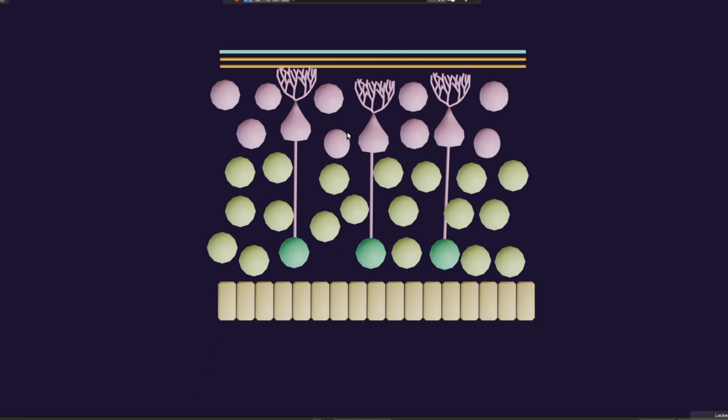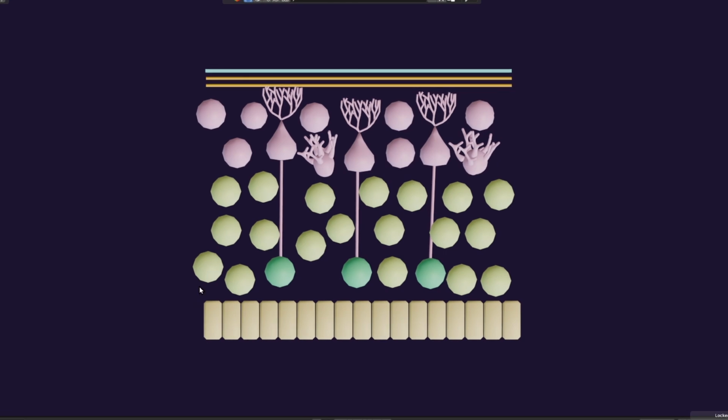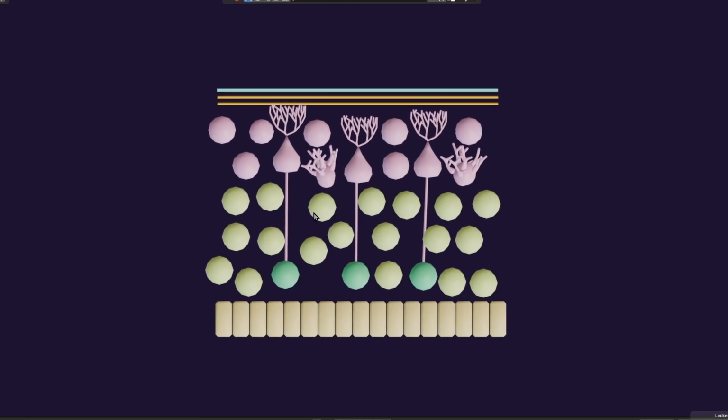Then some of the other undifferentiated cells in this region will also differentiate into another type of cell. These cells are called Golgi cells. Don't worry, we will see what they are doing in the later part of this lecture. By the way, this blue one is the pia mater. Don't get distracted by it. So now, at this time, we have three types of cells in this region. One is the Purkinje cells, second is the cells which are still undifferentiated, and third is the Golgi cells.